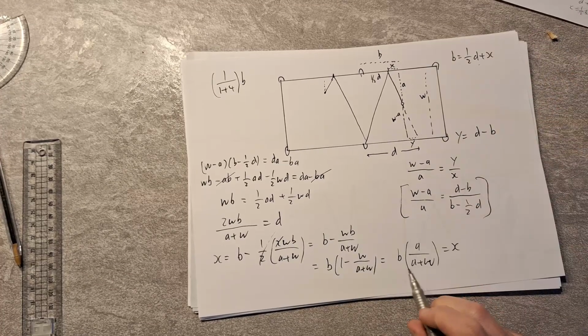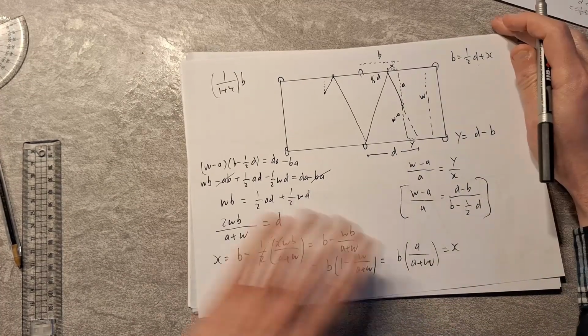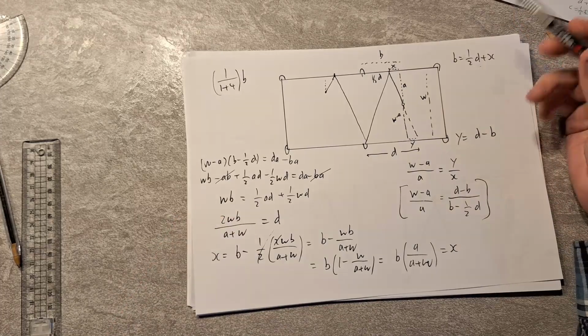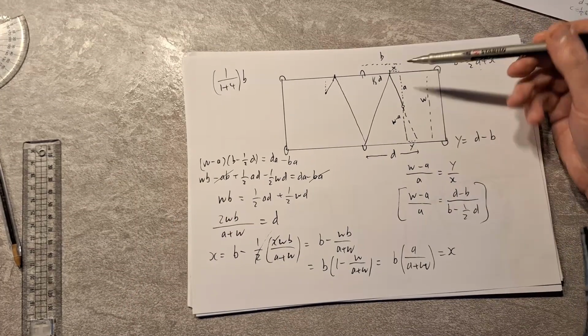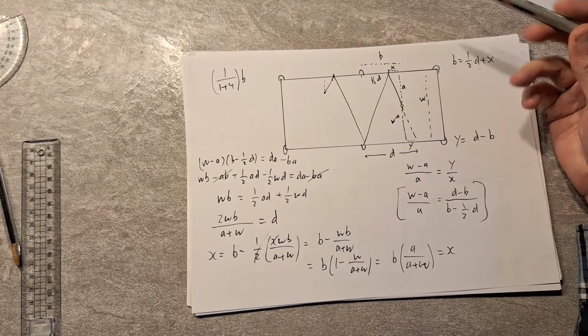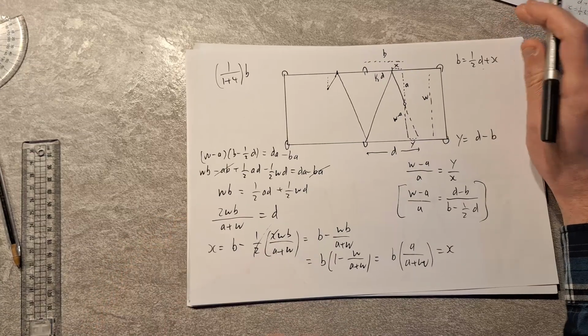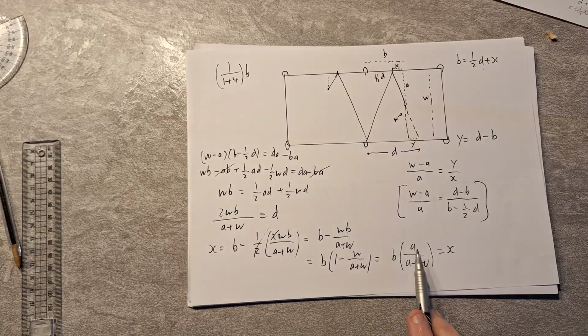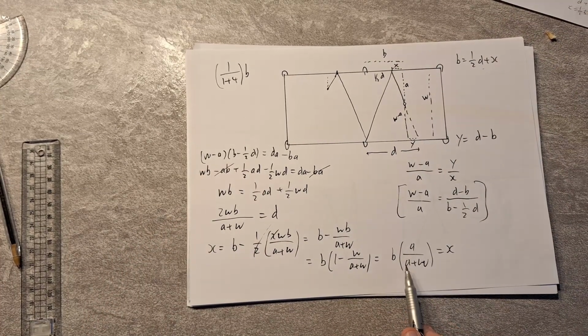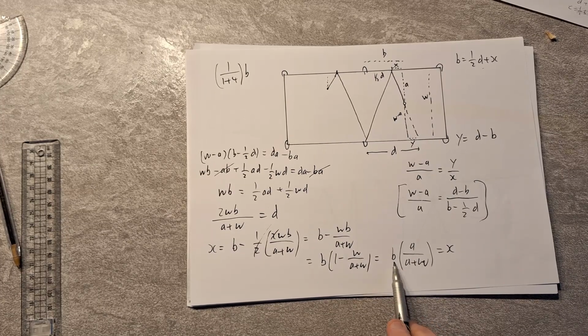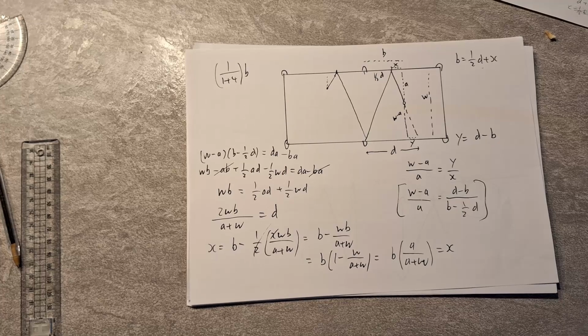Yeah, so not much else to say really. That's the equation to find X, and it works for anywhere on the table. The distance from the cushion divided by the distance from the cushion plus the width of the table times the distance from the pocket.